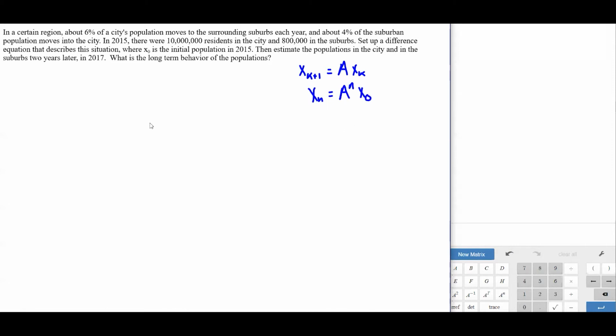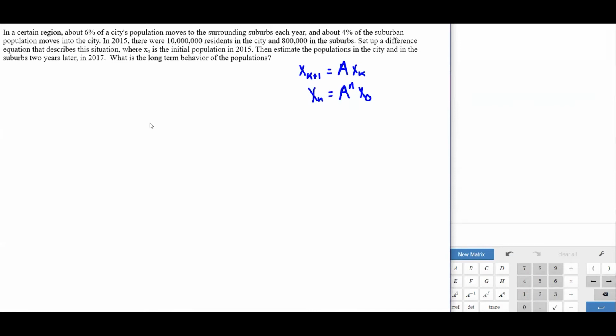Okay. So this problem says in a certain region, about 6% of the city's population moves to the surrounding suburbs each year, and about 4% of the suburban population moves into the city. In 2015, there were 10 million residents in the city and 800,000 in the suburbs. Set up a difference equation that describes the situation where X naught is the initial population in 2015, then estimate the populations in the city and in the suburbs 2 years later in 2017. What is the long-term behavior of the populations?